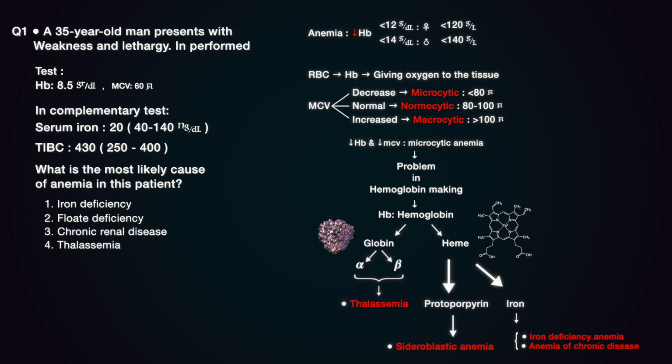So in this case, hemoglobin and MCV both are reduced. That presents microcytic anemia. So the options 1, 3, and 4 are possible. But the iron level makes the iron deficiency as the diagnosis. So the correct answer is 1.